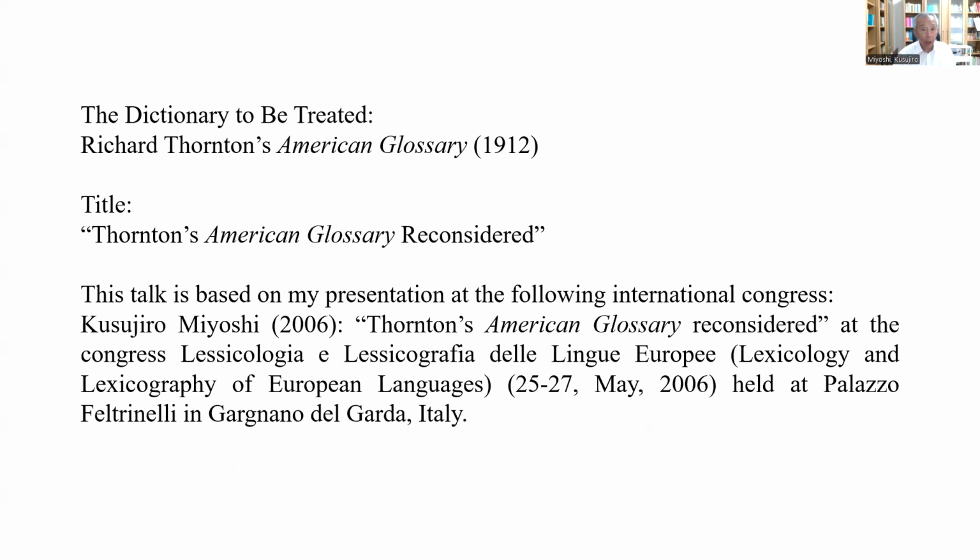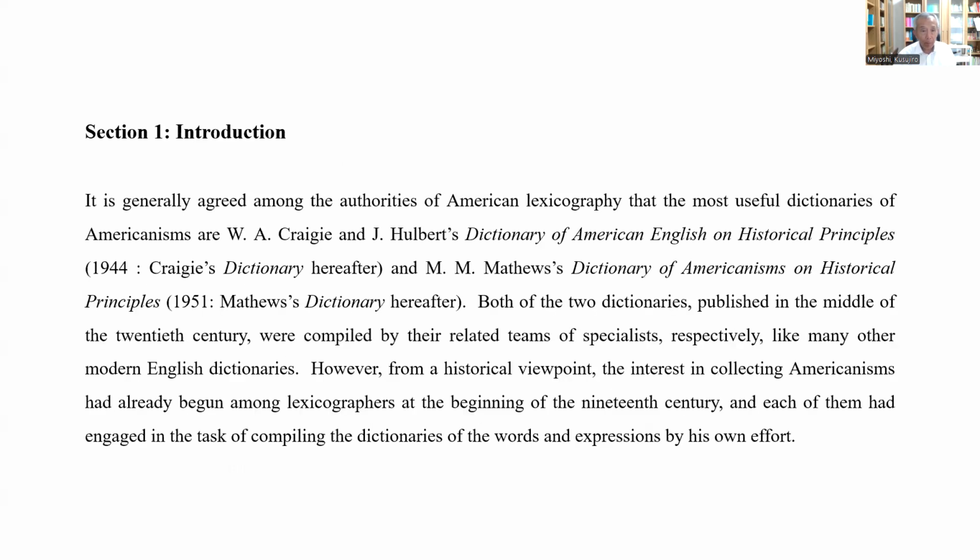The dictionary to be treated this time is Richard Thornton's American Glossary, 1912, and the title is "Thornton's American Glossary Reconsidered," which is based on the presentation at UC. Section 1, Introduction.